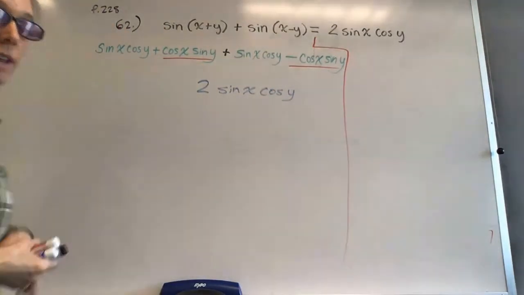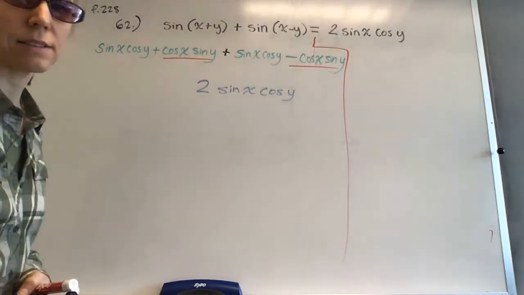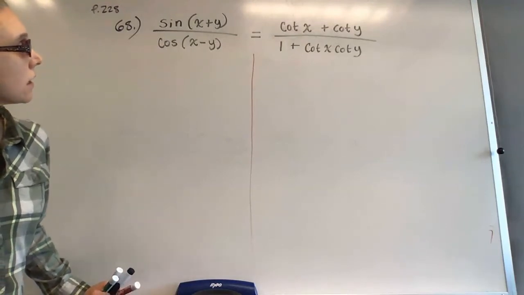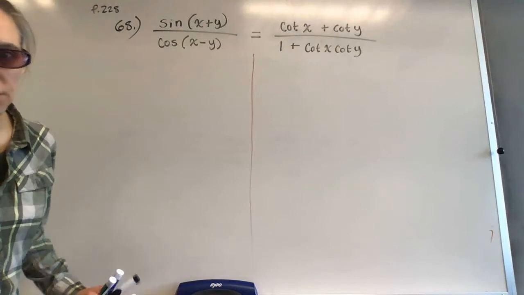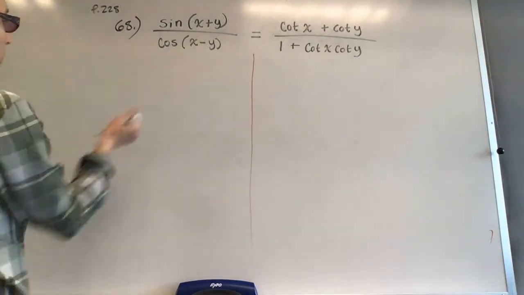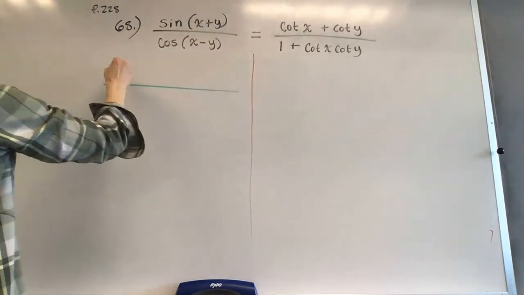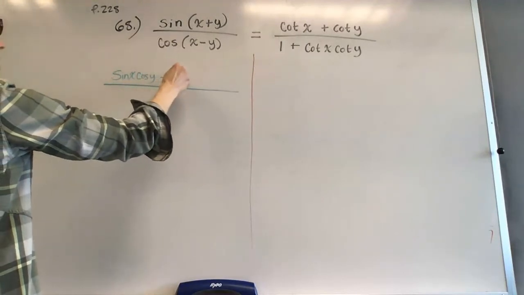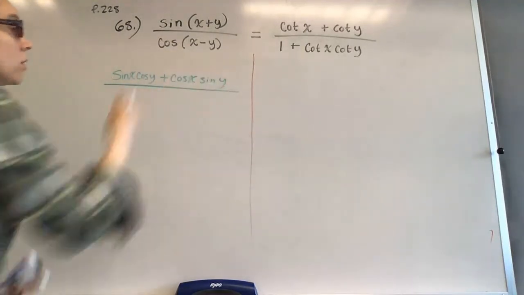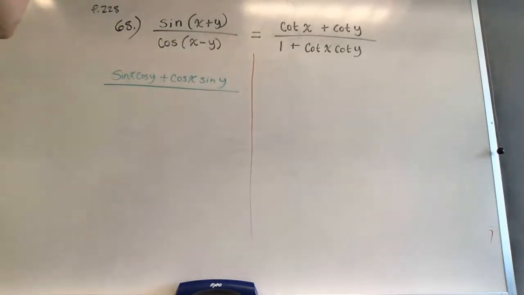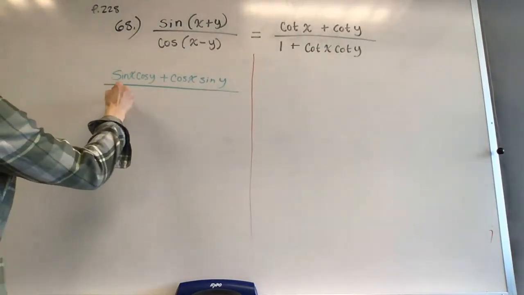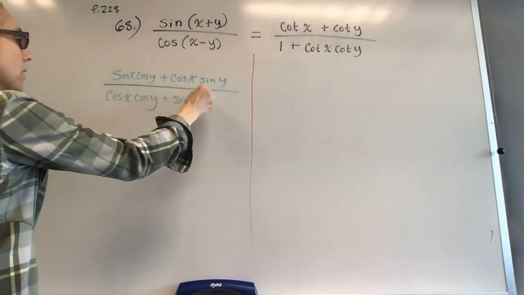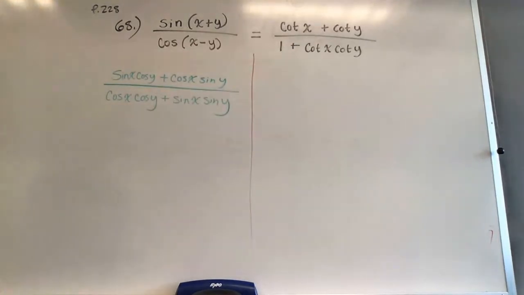Okay, the next one is number 68. So here is number 68. Let's start by applying the sine sum and cos difference formulas. So the sine sum formula is sine x cos y plus cos x sine y. And the cos difference formula is cos x cos y plus sine x sine y.